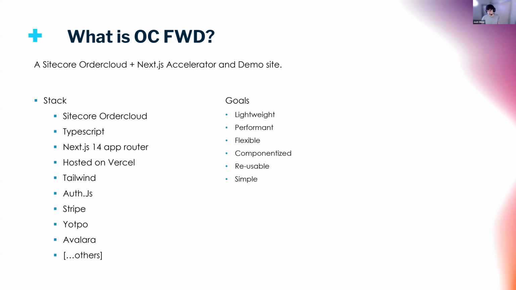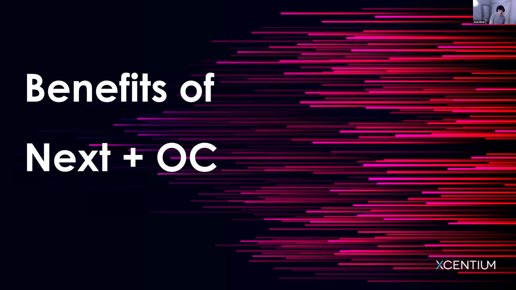The goals of this website, and the reason why some of these choices were made with Next.js and Tailwind, was to have a lightweight, performant, flexible, componentized, and reusable website. Because in the past, commerce solutions tended to be quite heavy with all the back-end business logic. So the idea was to try to make a really fast storefront. And that's why we use Next.js, because of things like Next Link and stuff.